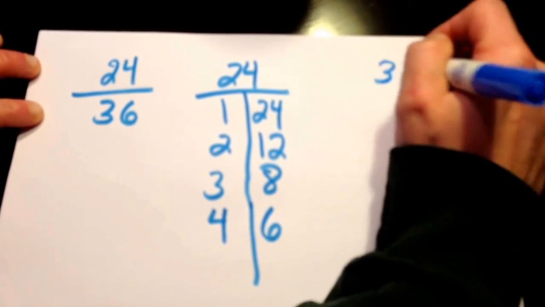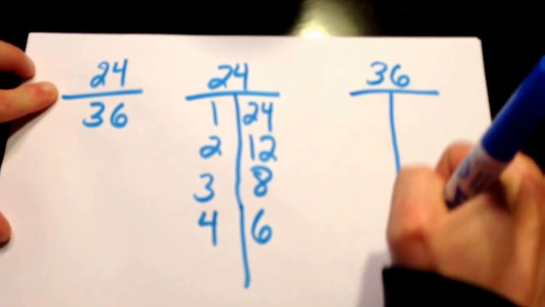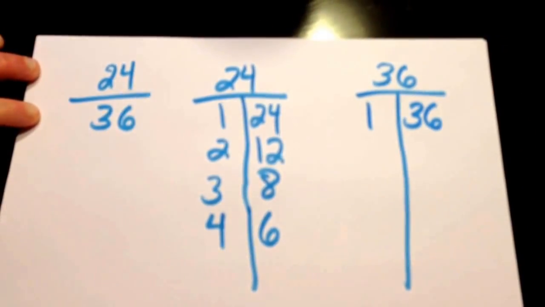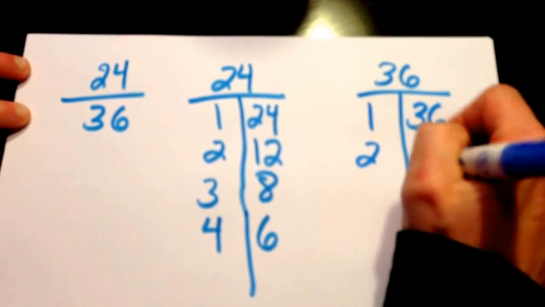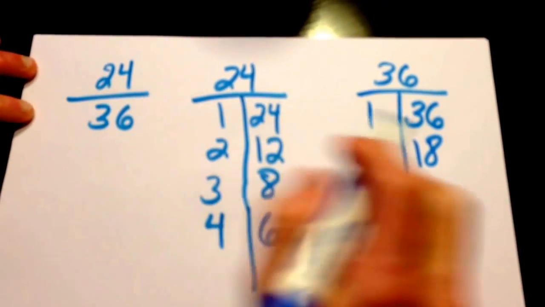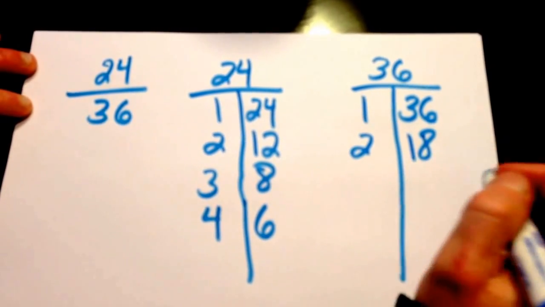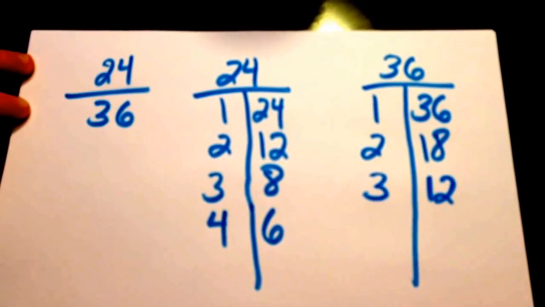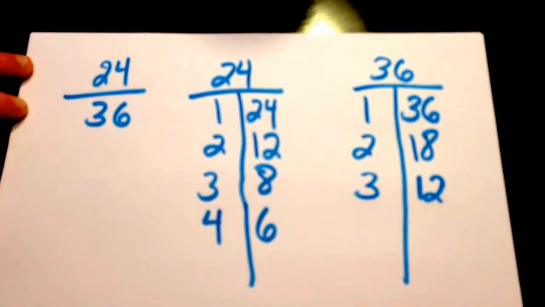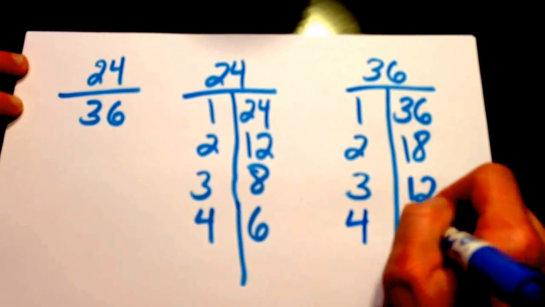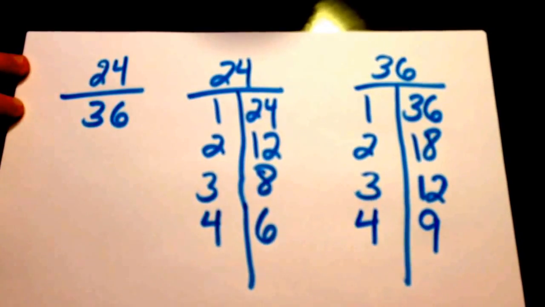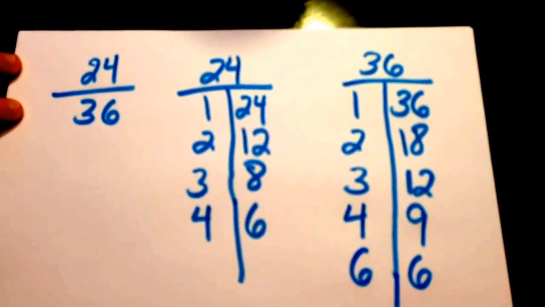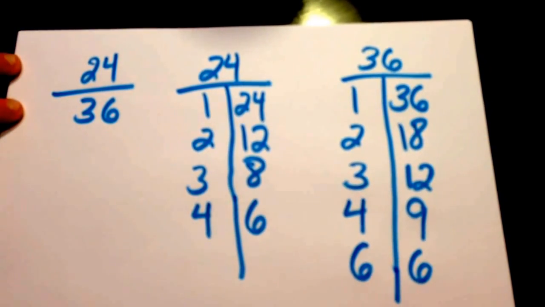Now I'm going to write the factors of 36. The factors of 36. 1 times 36. 2 times 18. You may not know that one, but that is a factor of 36. 3 times 12. Those are the factors of 36. And 4 times 9. There's one more, 6 times 6. So let's find out the biggest number that they have in common.